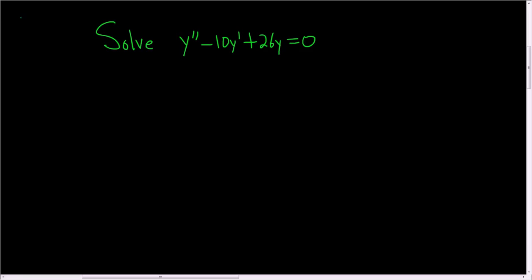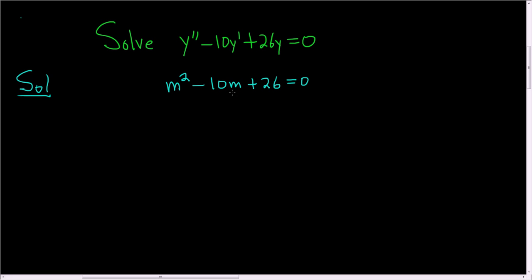Solve y double prime minus 10y prime plus 26y equals 0. So the first thing we'll do is write down the characteristic or auxiliary equation. So we have y double prime, so we write down m squared, minus 10, and then y prime is just m. And then when there's a y, you don't do anything, so plus 26, and this is equal to 0.